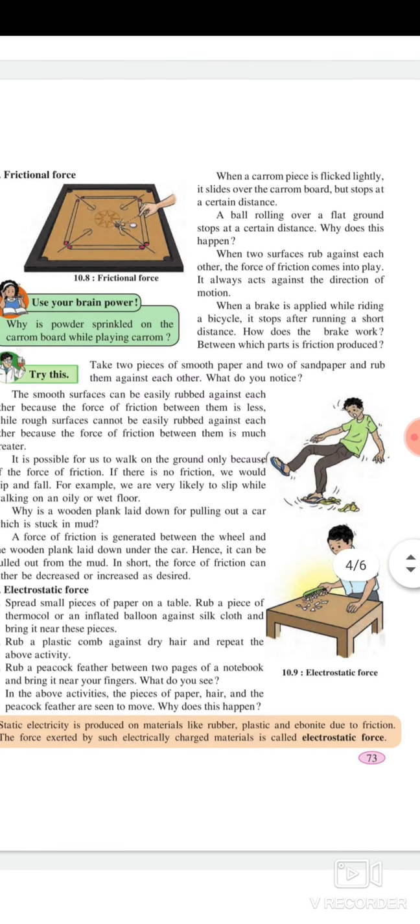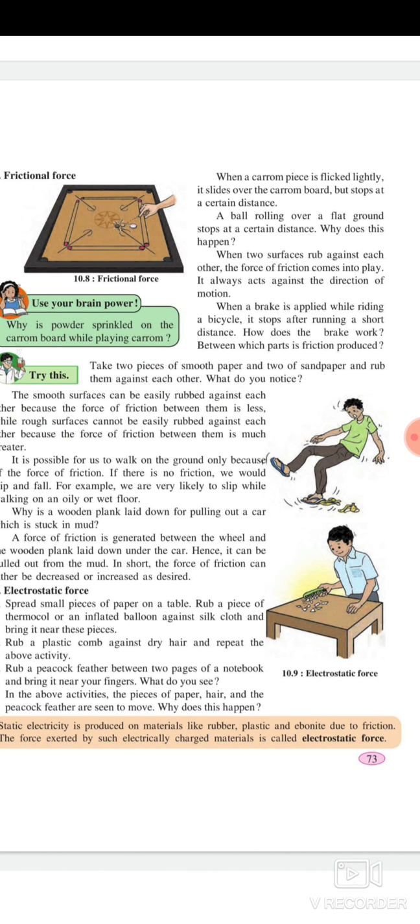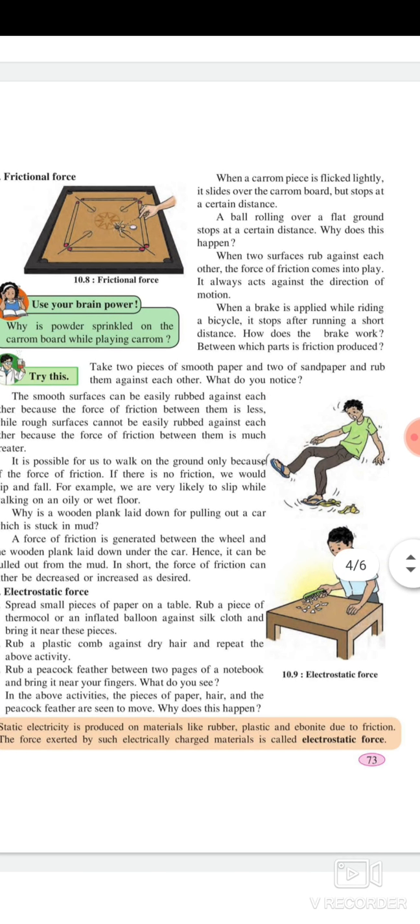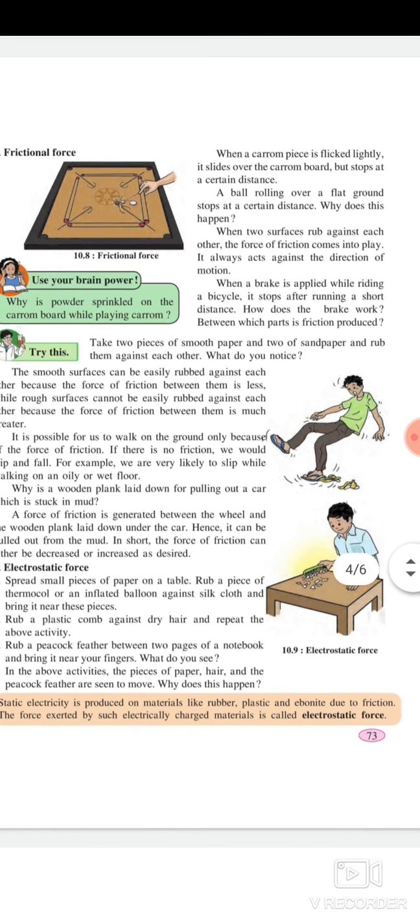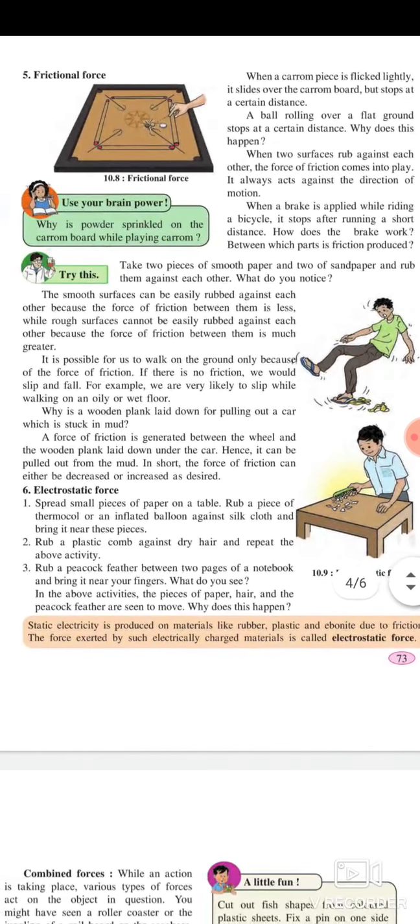When a brake is applied while riding a bicycle, it stops after running a short distance. How does the brake work? Between which parts is friction produced? Use your brain power. Why is powder sprinkled on the carom board while playing carom?